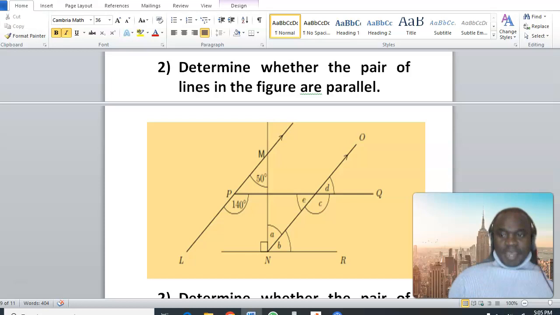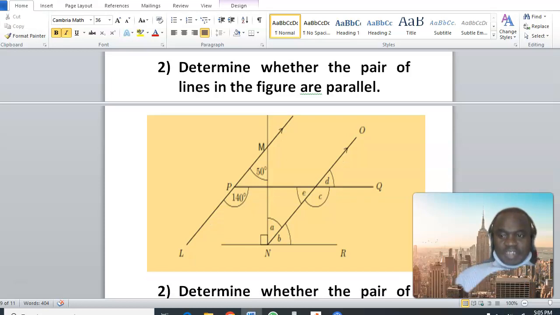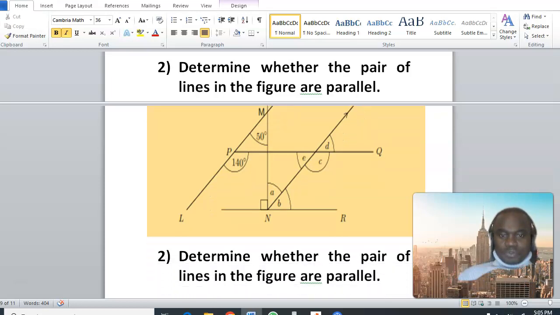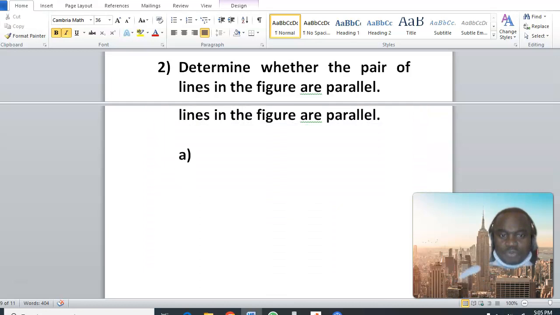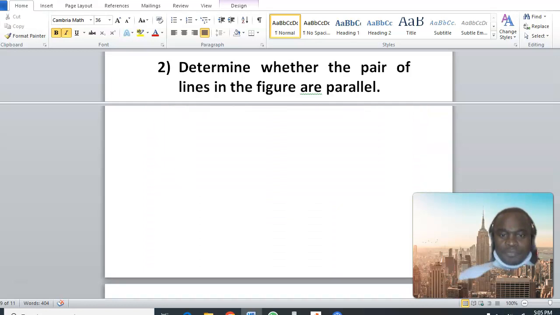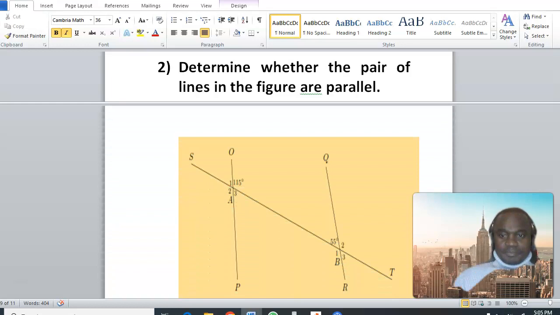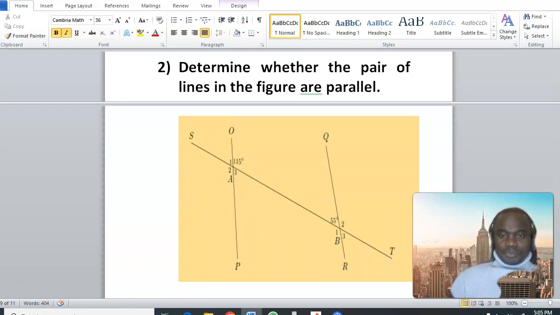Determine whether the pair of lines are parallel. So let me show you the diagram also. So question number 2A, this is the diagram. We determine whether these two lines are parallel or not.